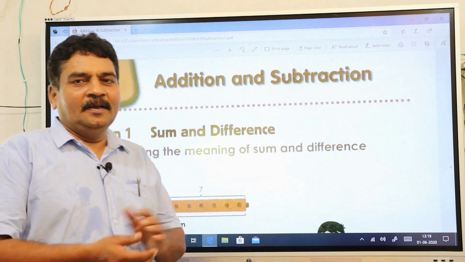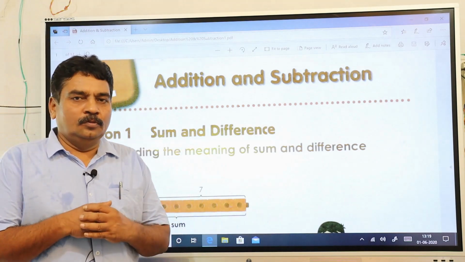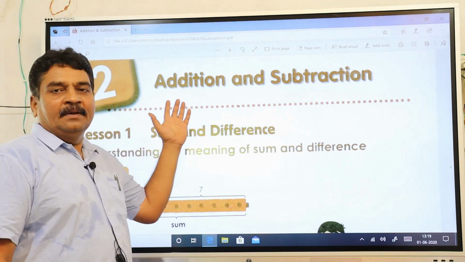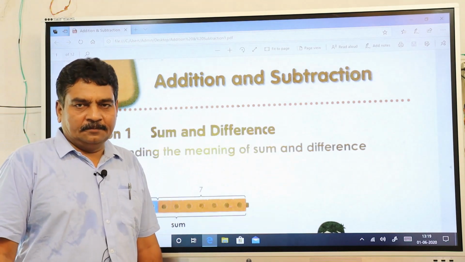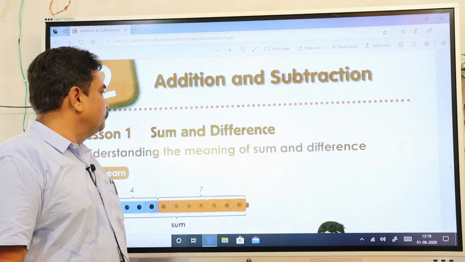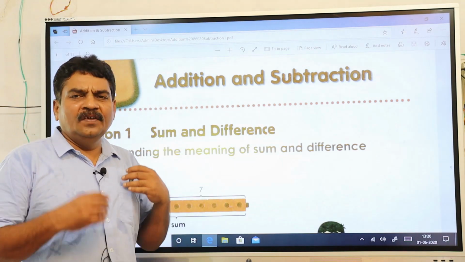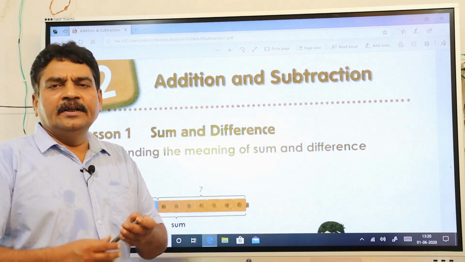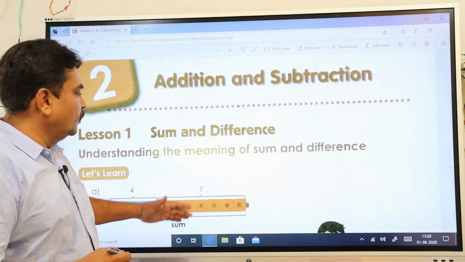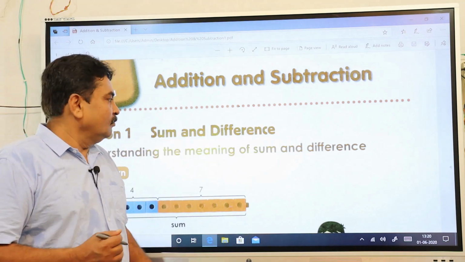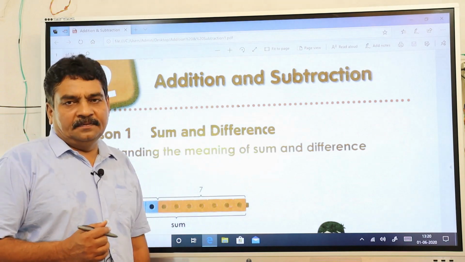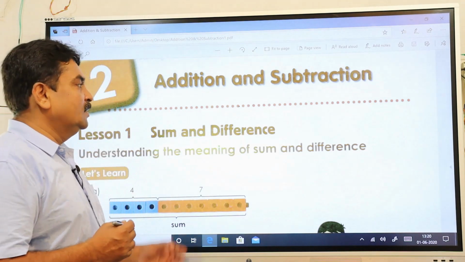Shall we start mathematics? Chapter 2. Chapter 2 we have addition and subtraction. Let us do this. The first one, I'd like to go with the basic knowledge first before going to the exercise. Sum and difference. What do you mean by sum?